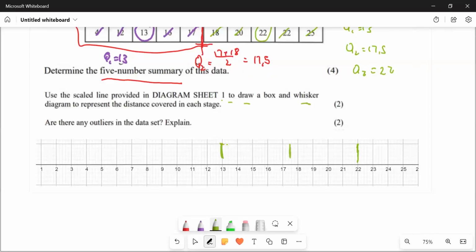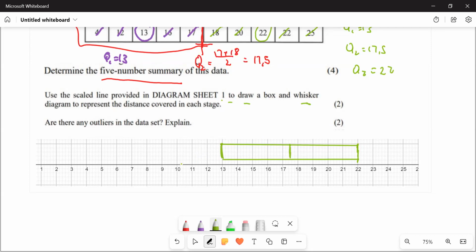After that, you're going to connect your box. Connect your box. We're still fine again. Yes. And then after the box, what are we going to do? We are going to put the whiskers again.